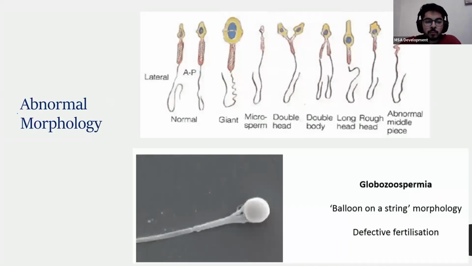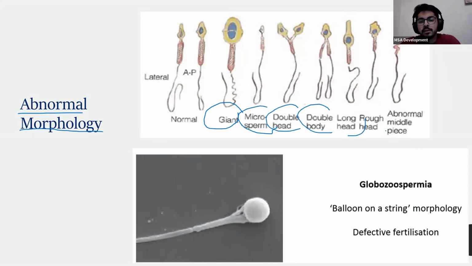This slide shows some abnormal morphologies of sperm, such as giant, micro, double head, double body, long head, rough head, abnormal middle piece. I have never seen any questions about these in the past, but you might want to read them once or twice and forget about them. Even the name is very indicative of the shape, so even if you get asked about them, it's not going to be a struggle. But usually they don't get asked.